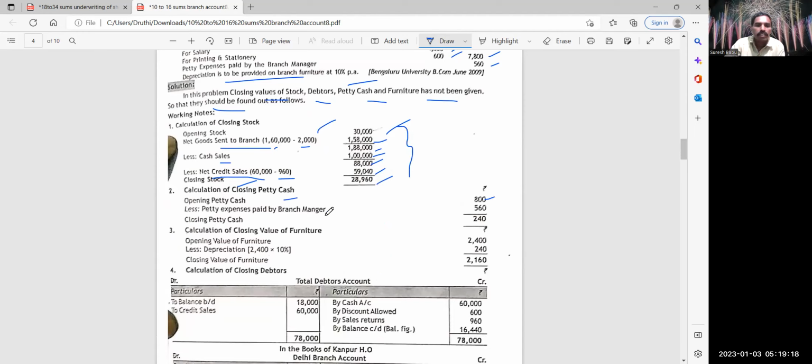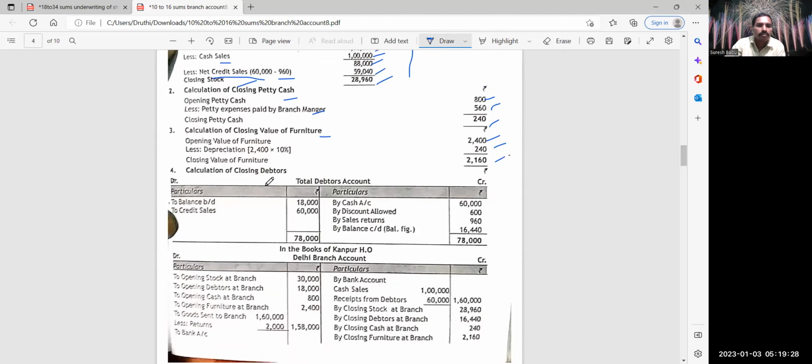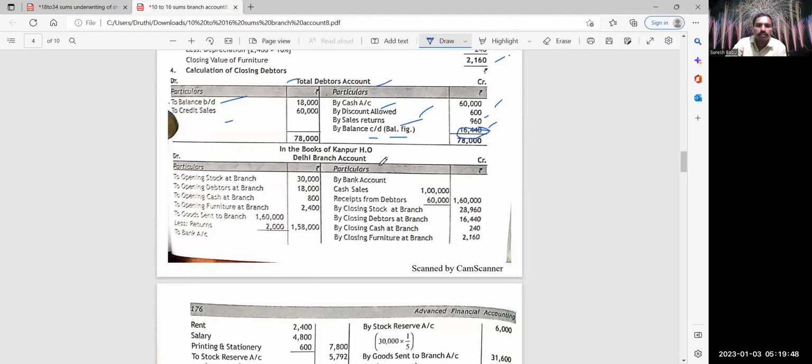Closing petty cash, simply 800 minus petty expenses 560. Balance is 240. Then calculation of closing value of furniture: 2,400 less 240, 2,160. Calculation of closing debtors, because of missing information. To balance: brought down 18,000, by balance carried down. This is a balancing figure. Credit sales 60,000 rupees. By bank account 60,000, by discount 600, by sales returns 960. Balancing figure is 16,440.